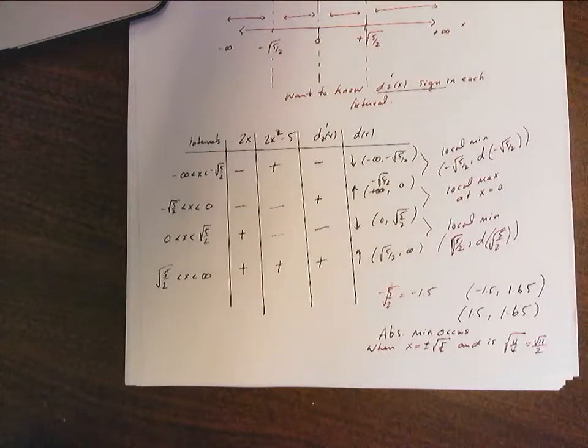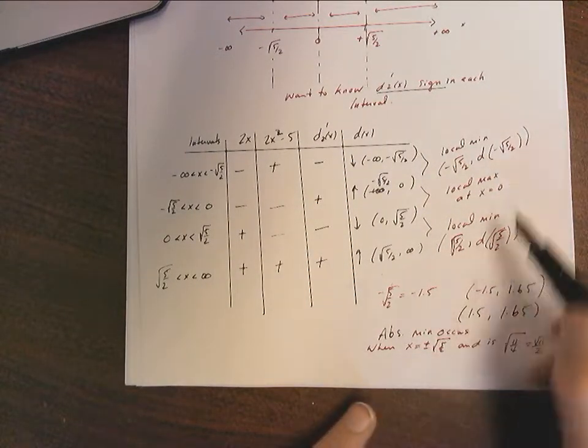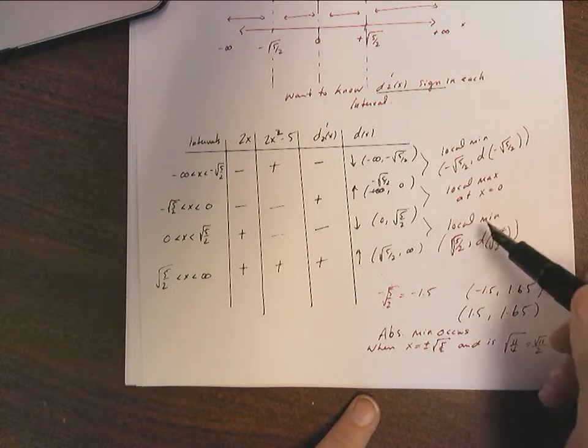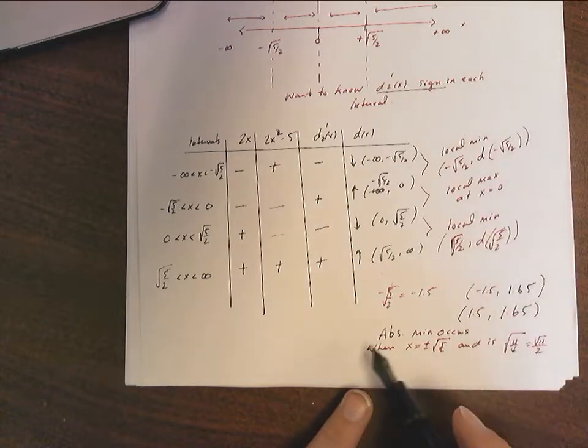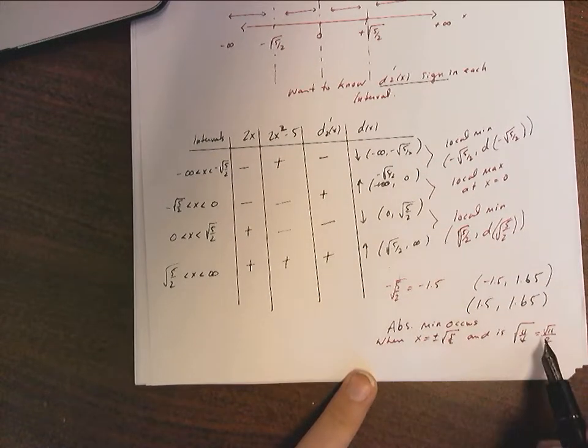Anyway, that's a great question. Notice we need to do some work here because we had 2 locals. Both locals give us the same absolute value. So there is one absolute minimum, and it is root 11 over 2.